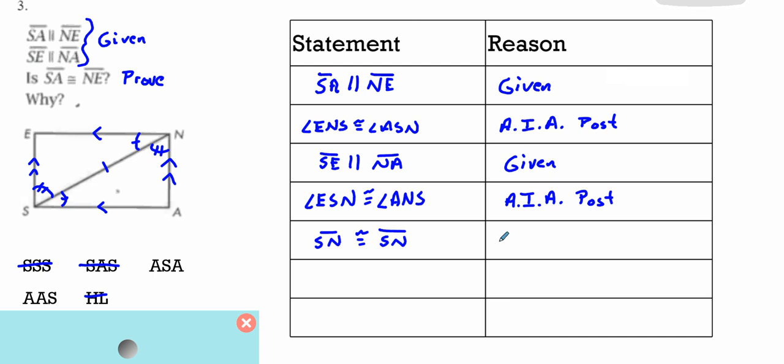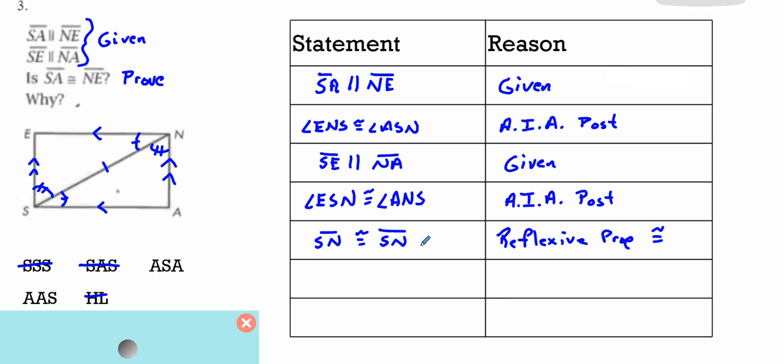It's congruent to itself. Everything is, anything would be congruent to itself. That's the reflexive property of congruence. Right? Remember, this symbol and this symbol need to match up. So if you're saying something's congruent to itself, make sure that it's the reflexive property of congruence.